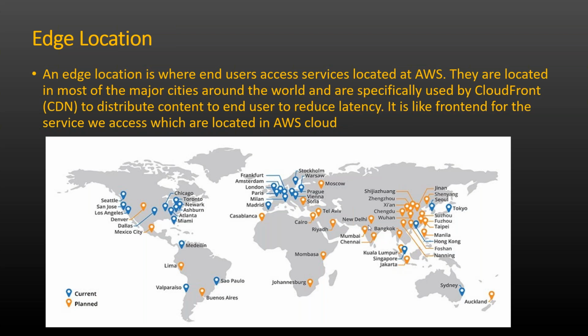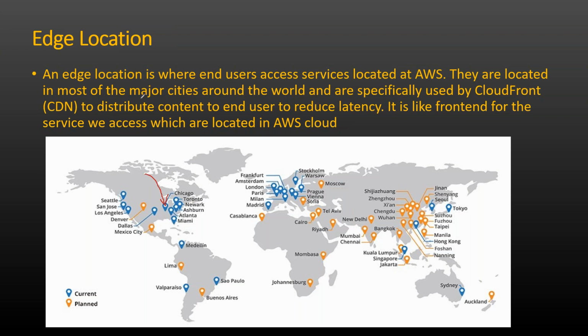If I'm using Mumbai as a region for hosting my physical data, a copy, a cache of that data will be across these edge locations. When people are accessing from Africa, America, and all, they will be reaching out their request to these edge locations. In that case, there won't be any delay or any latency in accessing this data, guys. And again, here the blue ones are well established ones which are available, and the orange ones that you see are planned ones. An edge location is where end users access services located at AWS.